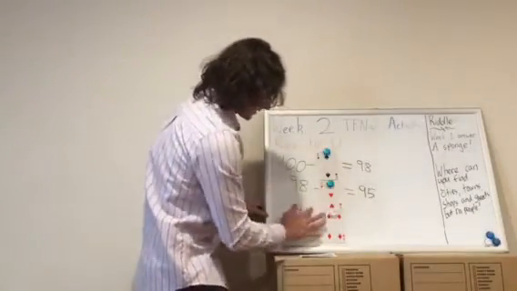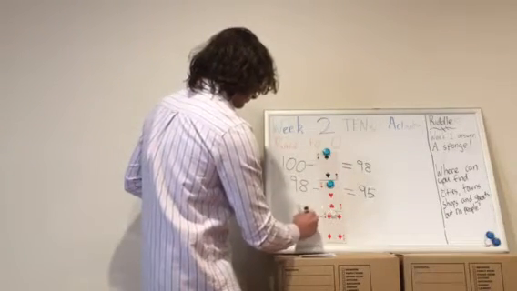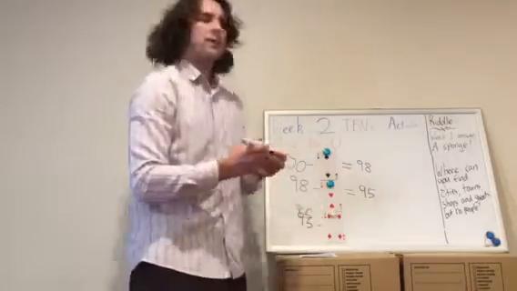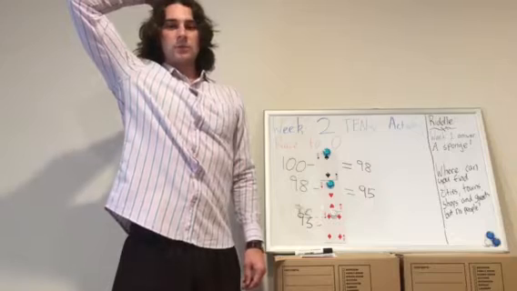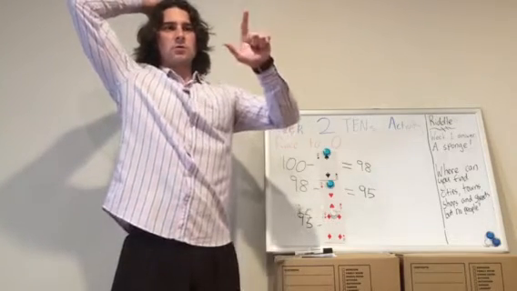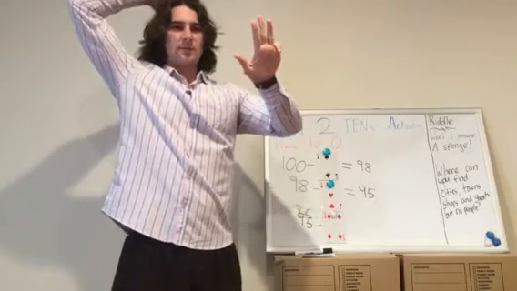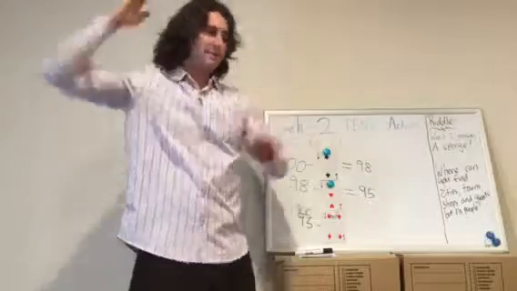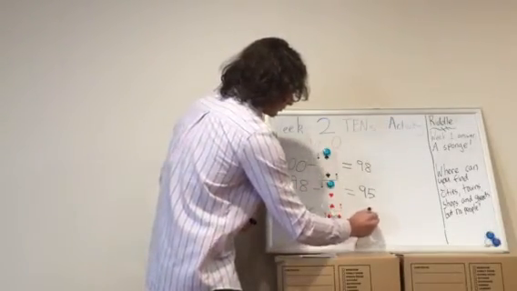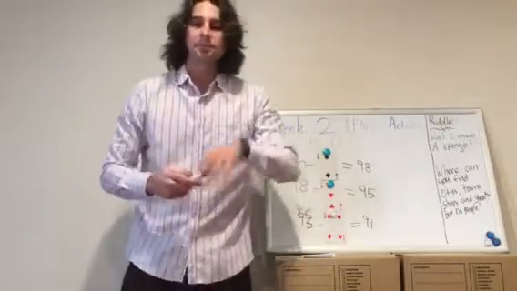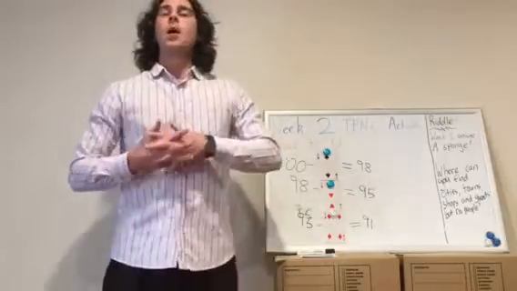95, let me just move that down a little bit. 95 minus 4. I'm going to put 95 in my head. 95, 94, 93, 92, 91. I started from 95 and I've taken away 4, which equals 91.